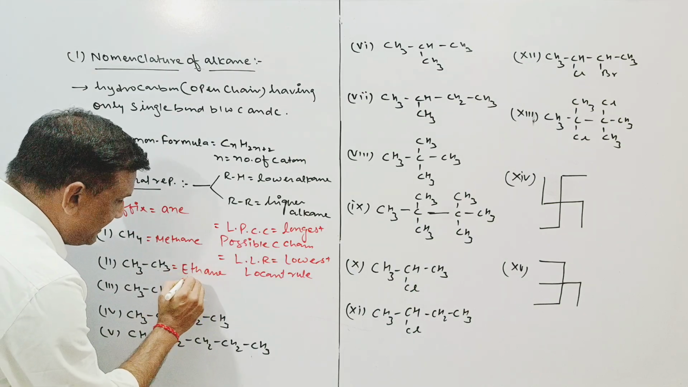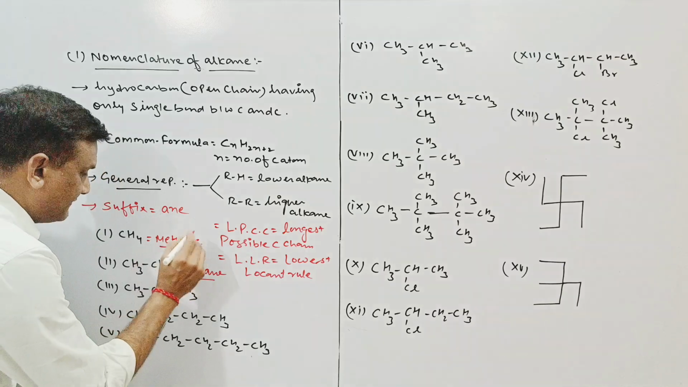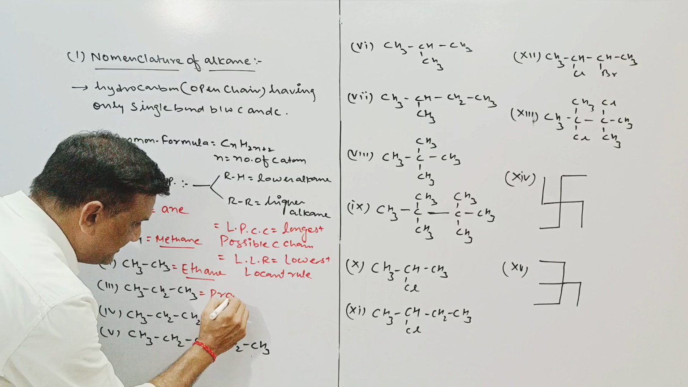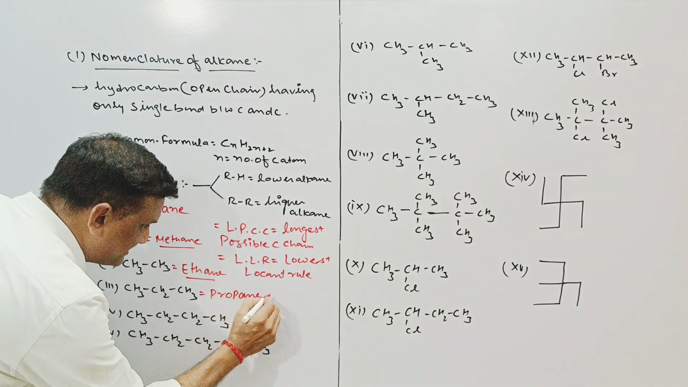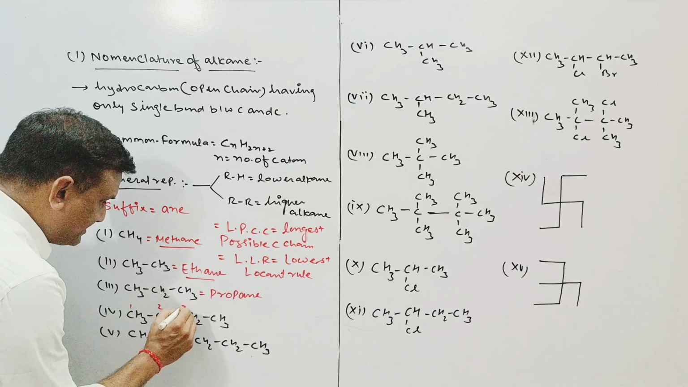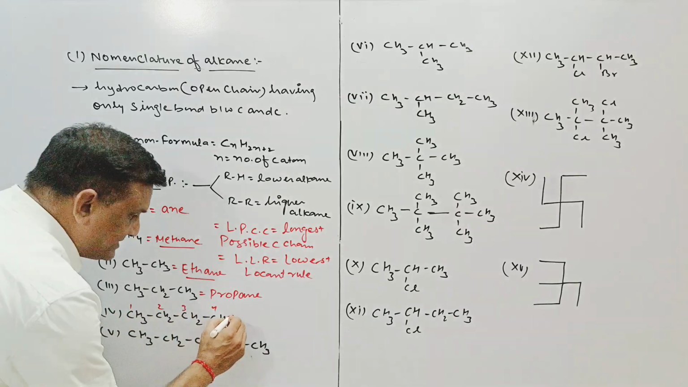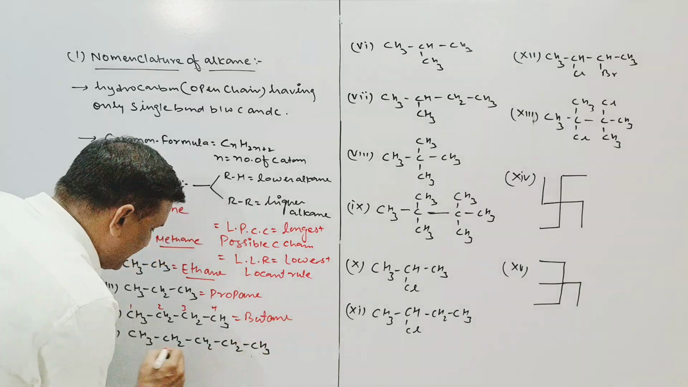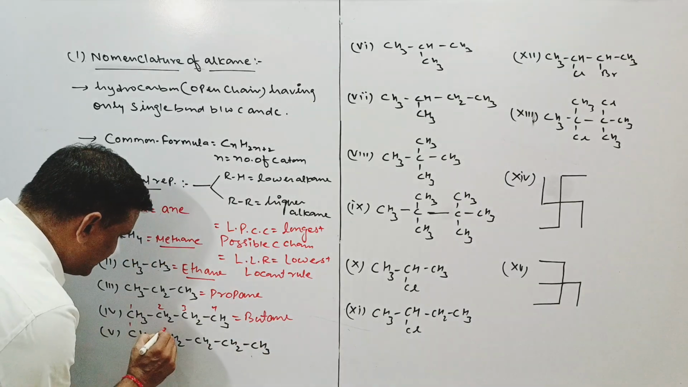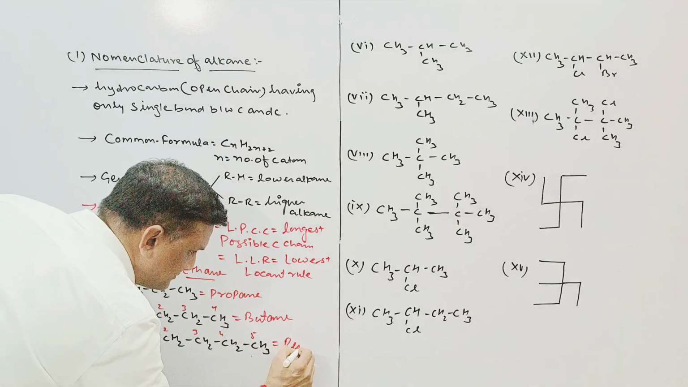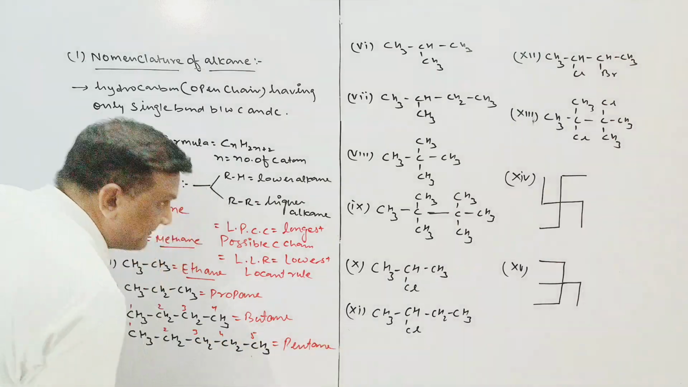Suffix will be use of ane, ethane. If I go with the further, then here are 3 carbon atoms. For the 3 carbon atoms, it will be use of prop, and single bond is present, that's why ane. Here is the 4 carbon atom in the chain, still longest possible chain. This will be your but and single bond ane. This is the 5 carbon atom, 1, 2, 3, 4 and 5 carbon atom. So here will be use of pent and single bond ane.